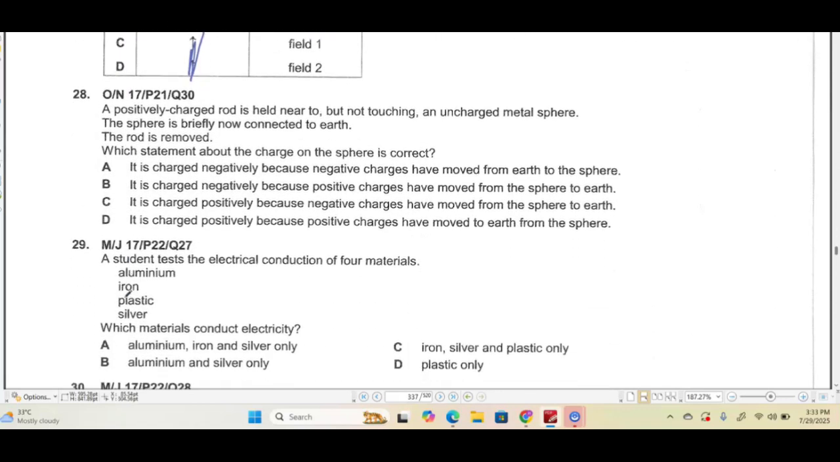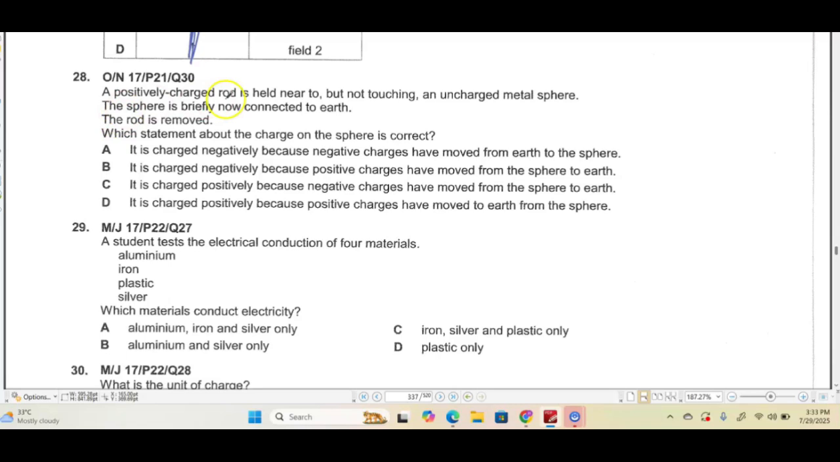Question number 28. A positively charged rod is held near to but not touching an uncharged metal sphere. The sphere is briefly now connected to earth. The rod is removed. Which statement about the charge on the sphere is correct? It is charged negatively because negative charges have moved from the earth to the sphere. A positively charged rod was held near. What happened? We can just quickly draw what has happened.